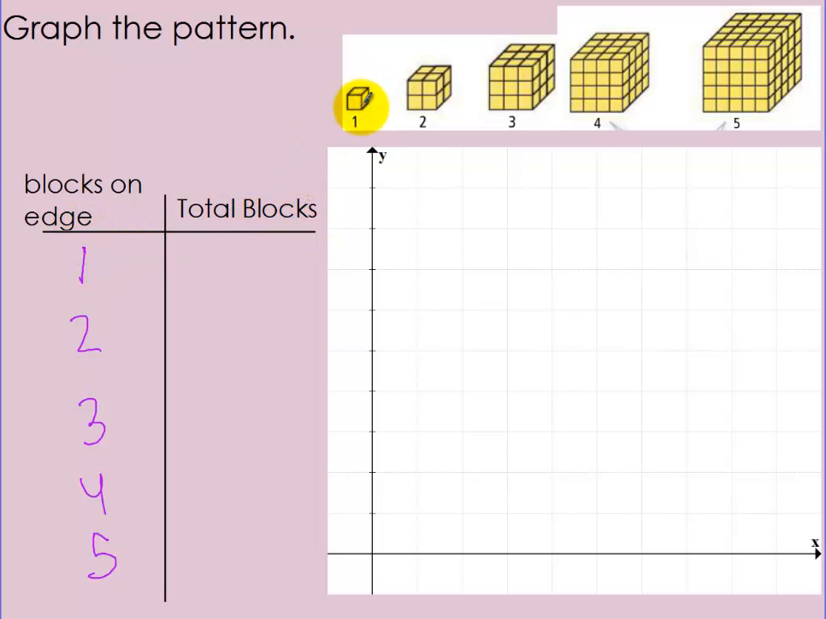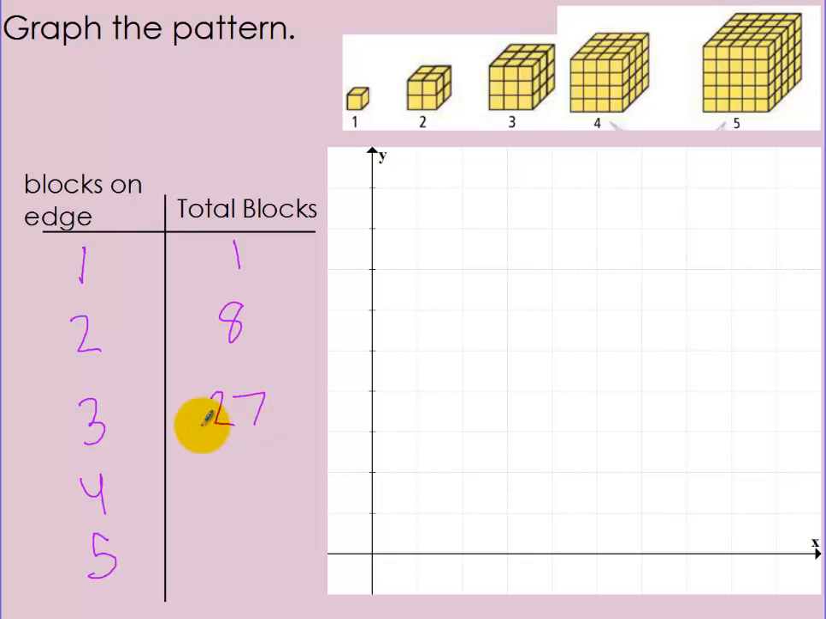So in the first case, how many blocks do I have? 1. In the second case, it's growing, right? Each edge is growing. And you can count. There's going to be 4, 1, 2, 3, 4, and then in the back there's going to be 1, 2, 3, 4, so that's 8. Now the next block, when we have an edge of 3. So you're looking at this, and there's going to be 9 in the front, 9 blocks in the front. Well, the next row is going to, since it's 3 deep, it's going to have another 9, and they're going to be in the back, it's going to be another 9. That's going to total up to 27.